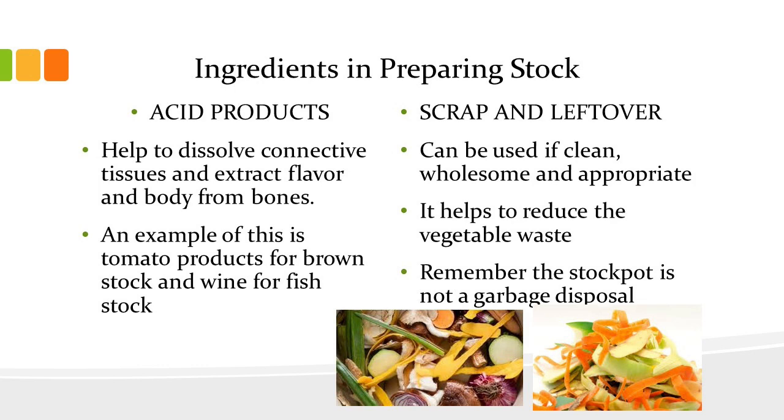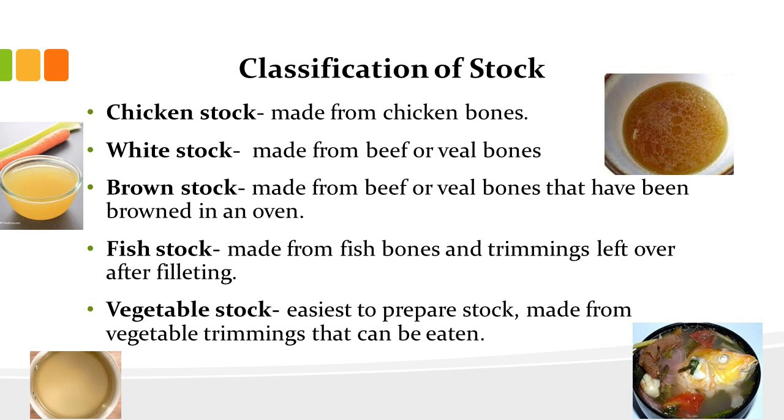As what I have said a while ago, bones determine the kind of stock it is. Example, we have this chicken stock. It is easy to remember because the major ingredient is the chicken bones. Next is the white stock, which is made from beef or veal bones.